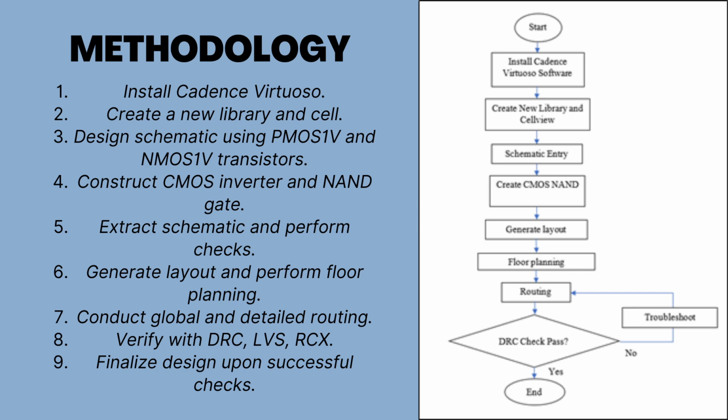The layout is generated and floor planning is performed to optimize the placement of components. After floor planning, global and detailed routing is conducted to establish accurate connections between components. This involves defining precise paths for electrical signals to travel through the layout. Once routing is complete, the design undergoes verification through Design Rule Check (DRC) to ensure adherence to specified design rules and constraints. If the DRC check passes, the design process is complete. If the DRC check fails, troubleshooting is necessary to identify and correct any errors or violations in the design. Upon successful verification of all checks, the design is finalized.